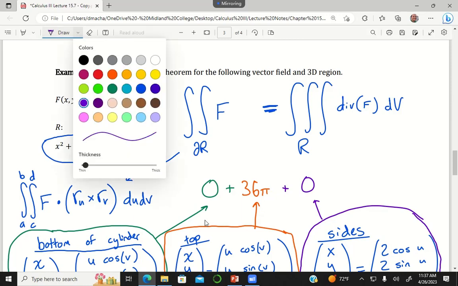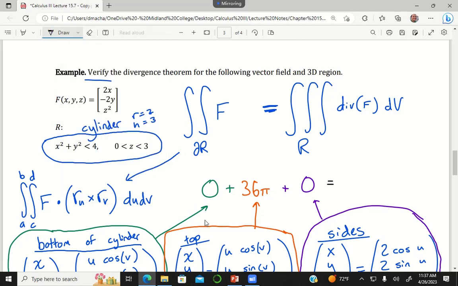So the total flux for this surface integral over the vector field is 36 pi. Okay? Is that good? All right. Now, that was brutal, and I hope we didn't make any mistakes, because what we're supposed to show is that this is going to give us the same thing, but it's a whole lot easier, I think.